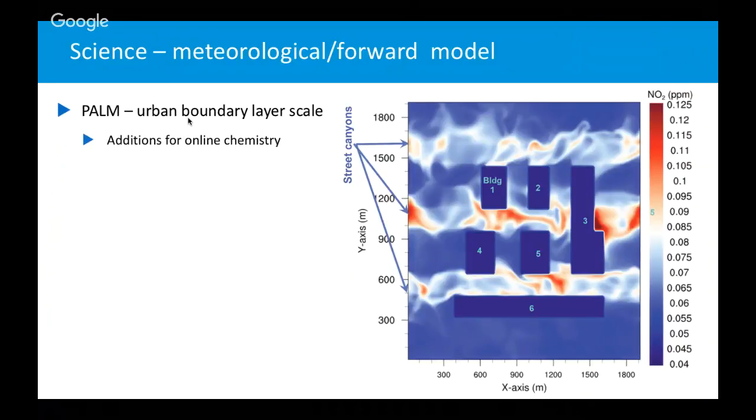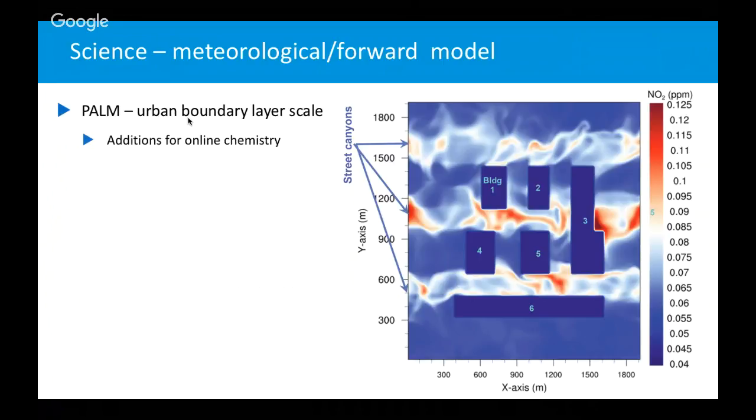So just another example from PALM. It's got an online chemistry module in there now. So this is just two tracers with different sources and sinks and some buildings here, and you can see the way that that's affected around the buildings. So it's state of the art. It might be overkill. We'll see.